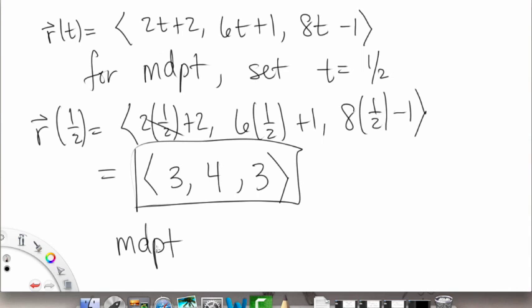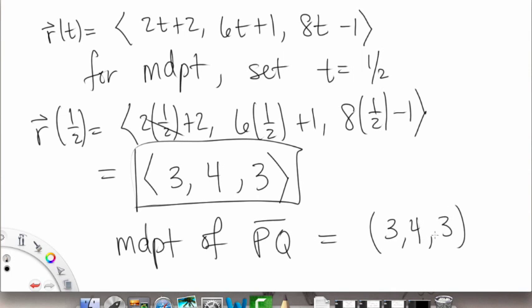And when we're talking about points, remember we use round brackets, not arrow ones. So the midpoint of the segment PQ is equal to (3, 4, 3) in round brackets.